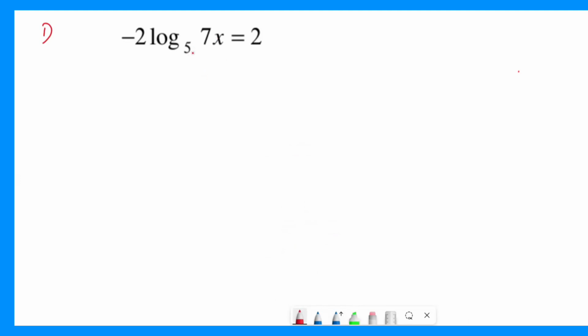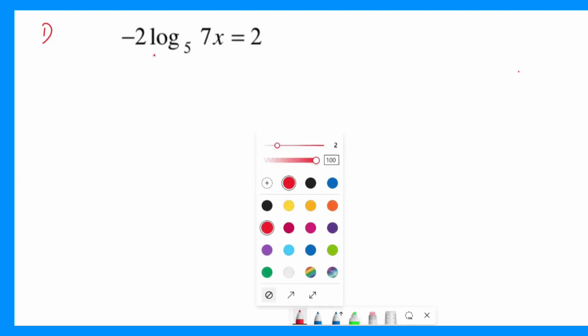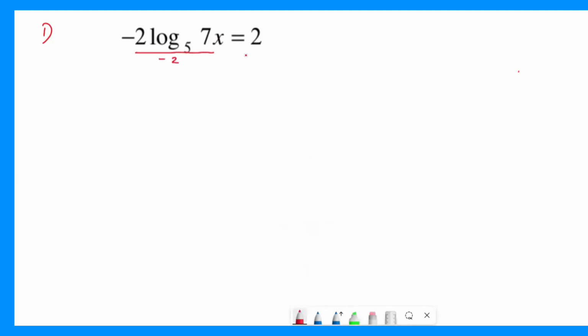All right, there are multiple approaches, but since this is multiplying here, we could divide both sides by -2 to make this a little bit simpler. When we do that, on the left side, -2 into itself gives us 1 times log base 5 of 7x, and this is equal to 2 divided by -2, that's -1. So this is a -1.